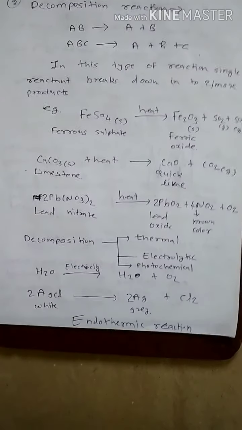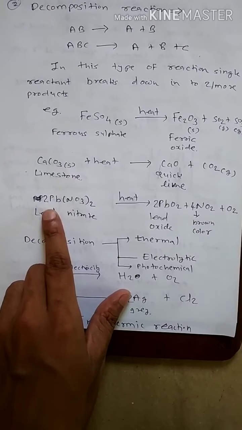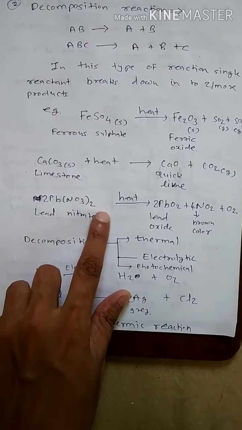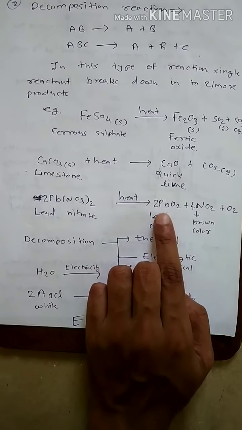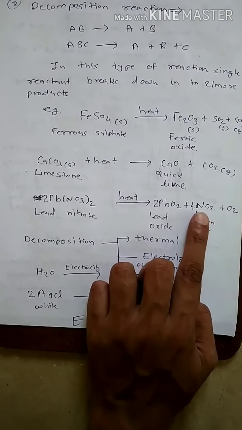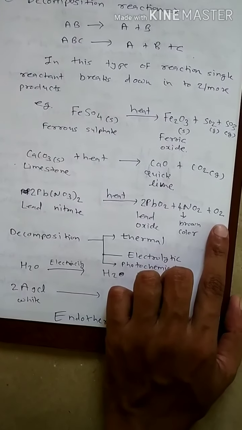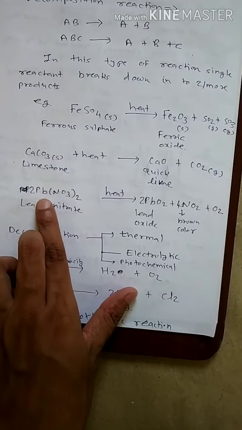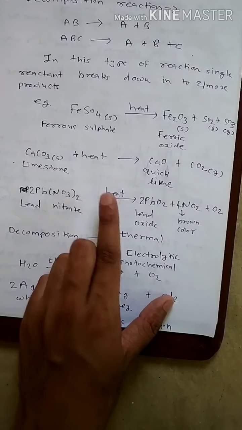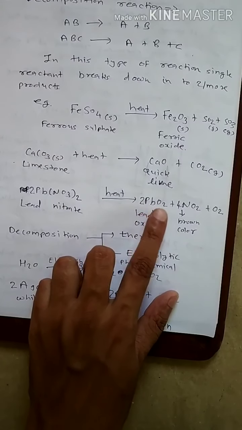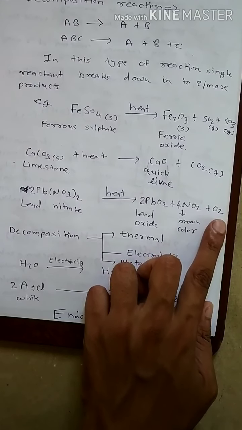Now the next reaction is like this: when Pb(NO3)2, lead nitrate, is heated, it will give you PbO, lead oxide, plus nitrogen dioxide plus oxygen gas.